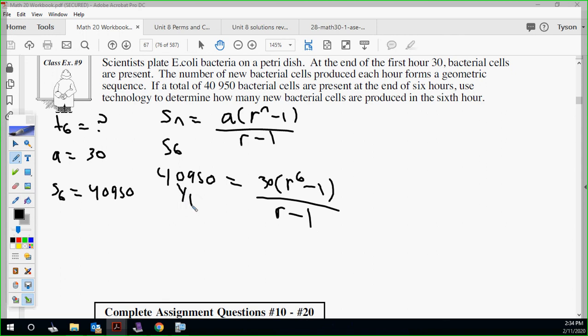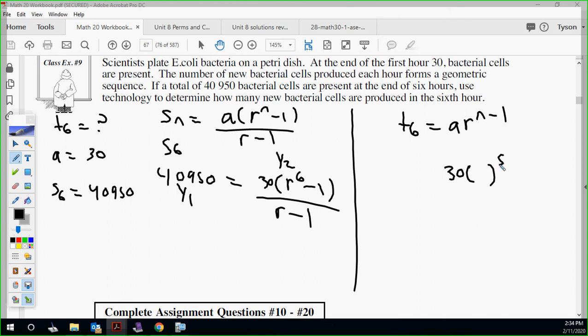So this is going to be Y1, this is going to be Y2, and I'll help you set a window as well. Okay. So by getting R, though, is R the answer? No, they want to know the term of 6. So just so you're clear, we're trying to figure out what T6 is. So A, R to the N minus 1. So we're trying to figure out what 30 times what to the 5th would be, like the R.